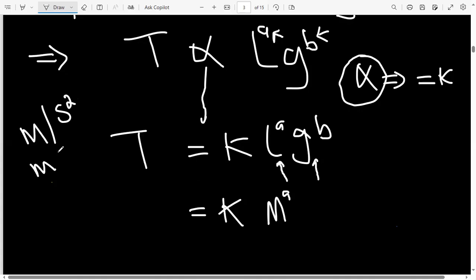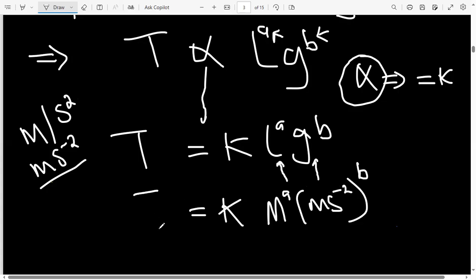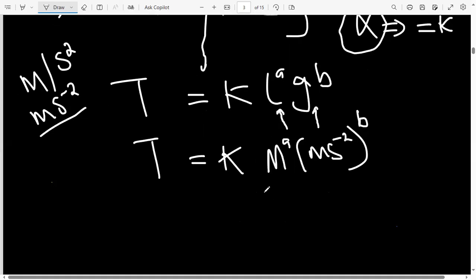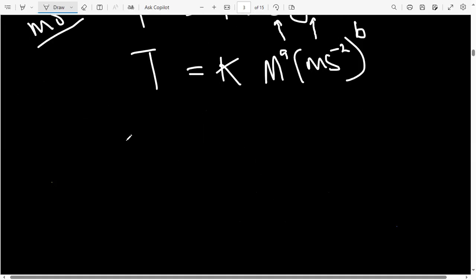Or simply meters s to the power minus 2. So I'm going to use this one here. I'm going to write m s to the power minus 2 to represent this g, and then remember it has the power b there. So this is the relationship that we have now. After replacing the units, we can replace them with their dimensions.